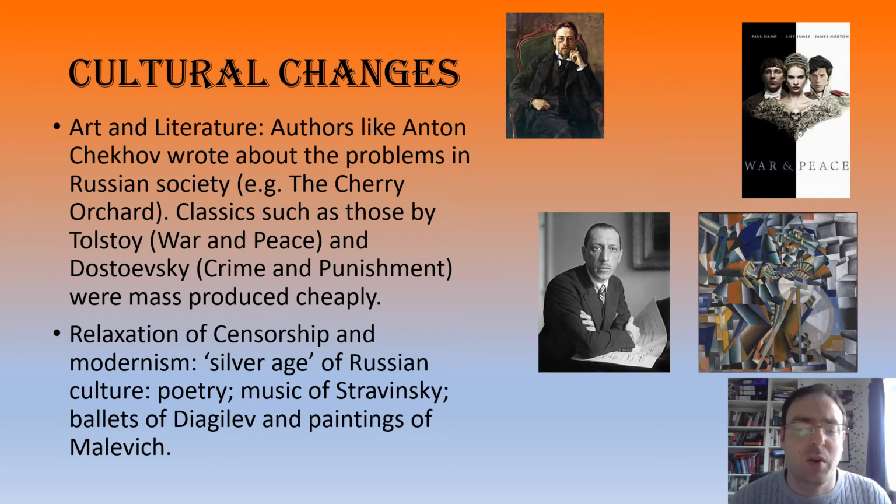And this is helped by the relaxation of censorship, and we see what is known as the Silver Age of Russian culture, and we see aspects of modernism in this. So we've got lots of poetry. We've got the music of Stravinsky, who's seen as one of the most significant composers and musicians of this period of time. Again, we see the image of him there in black and white. We've got the ballets of Diaghilev, and also the paintings of Malevich, and there's one of those just above me.